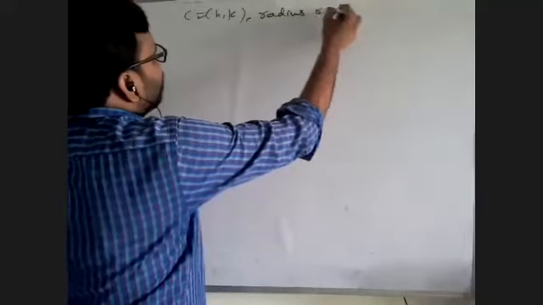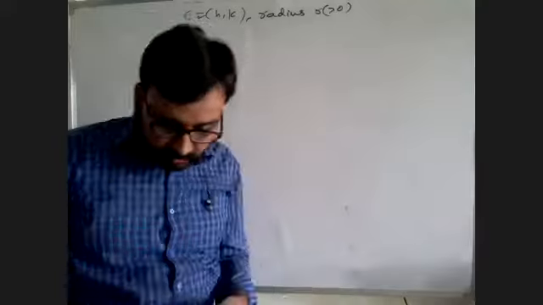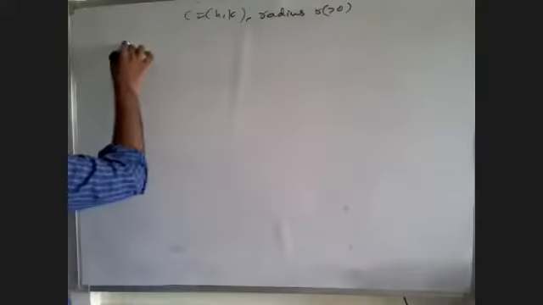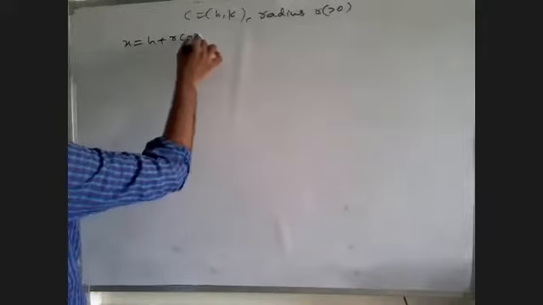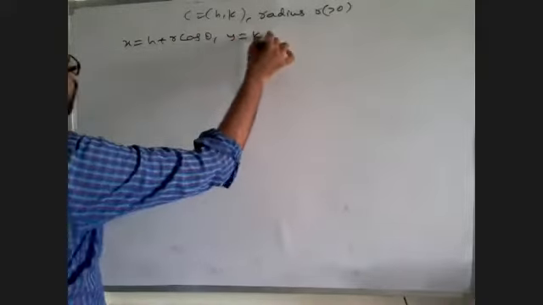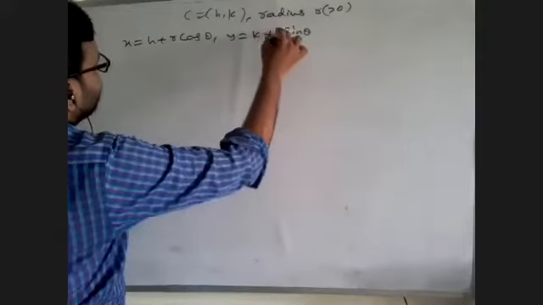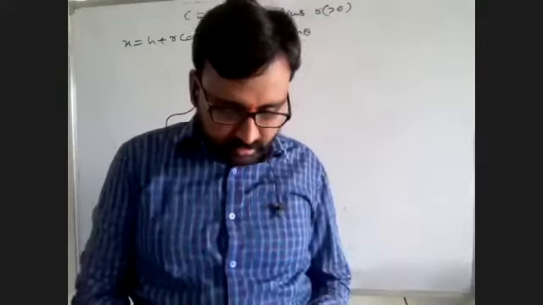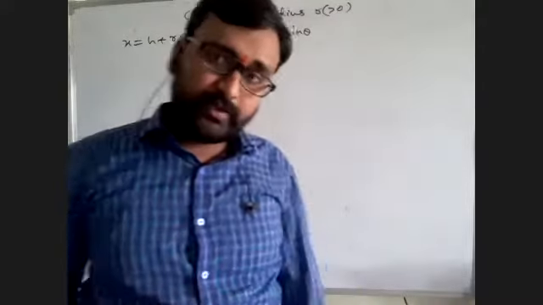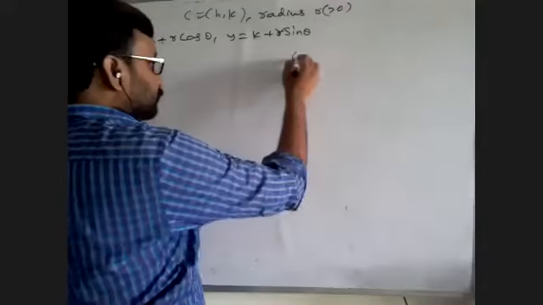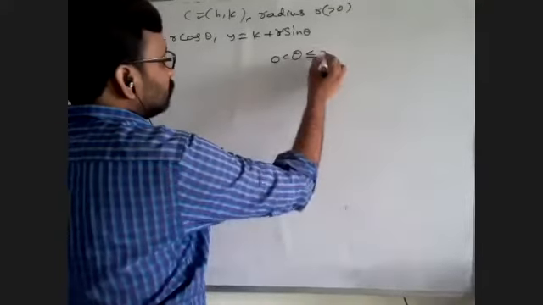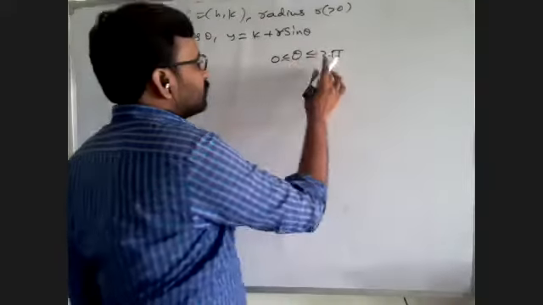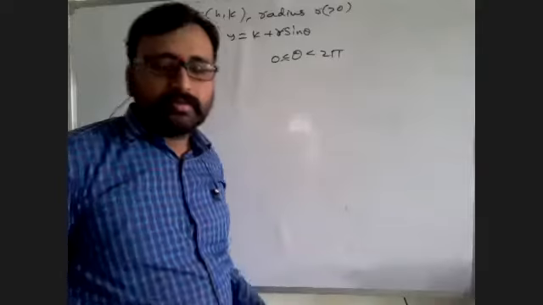Radius r, which is greater than 0, should be positive. The parametric equations are given by x is equal to h plus r cos theta, y is equal to k plus r sin theta. Already I think you have an idea: x equals h plus r cos theta, y equals k plus r sin theta, and theta lies between 0 and 2 pi. Sorry, 0 less than or equal to theta less than 2 pi.